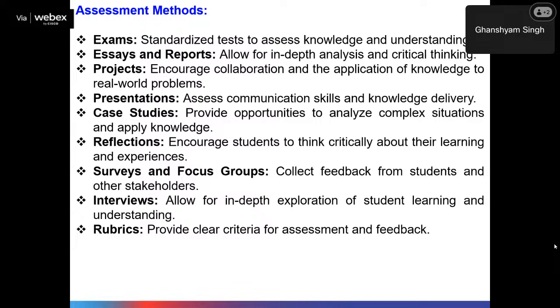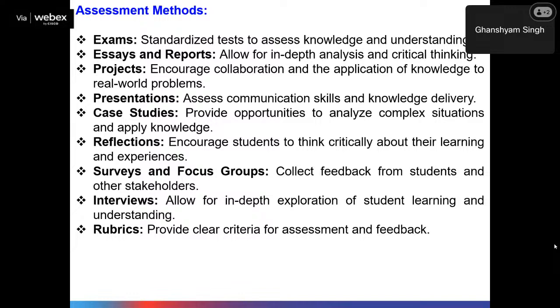We can invite them to present their work. So presentation could also be another assessment method where we can assess their communication skills and how they deliver their knowledge. Then case studies, which provide opportunities for the students to analyze complex situations and apply their knowledge to real-world problems. Reflection can also be another assessment method where we encourage each student to think critically about their learning and experiences. For survey and focus group, we may ask them to form a group, a bunch of students. We can ask them to go for some survey and collect feedback from the market, from stakeholders, or from other students.